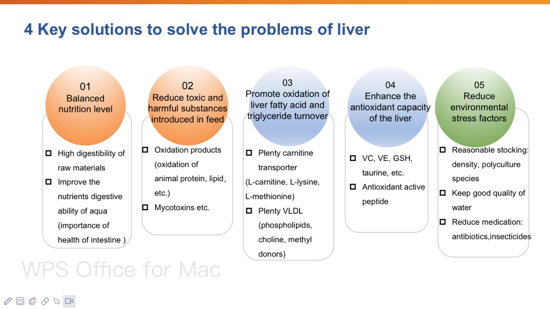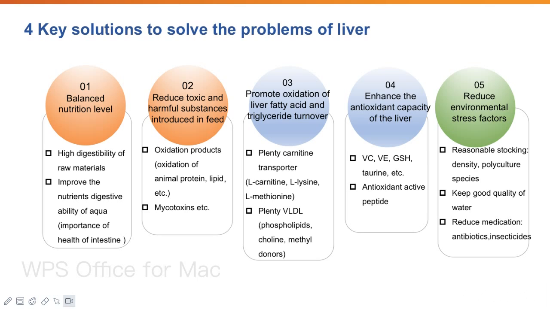Therefore, sufficient L-carnitine, lysine, methionine should be provided in feed to ensure the normal synthesis of L-carnitine. For ensuring the normal function of the carnitine transporter, the transfer of triglycerides requires the transfer of very low-density lipoprotein.